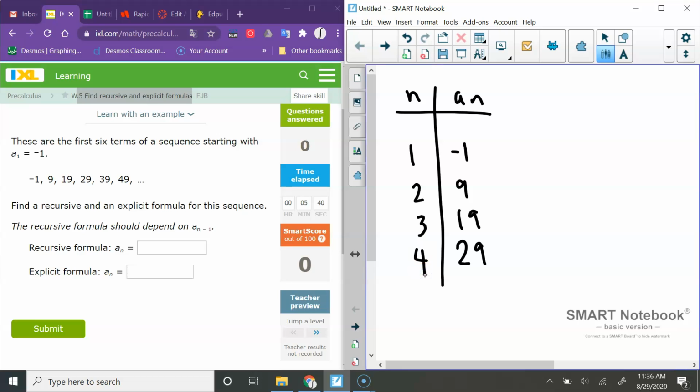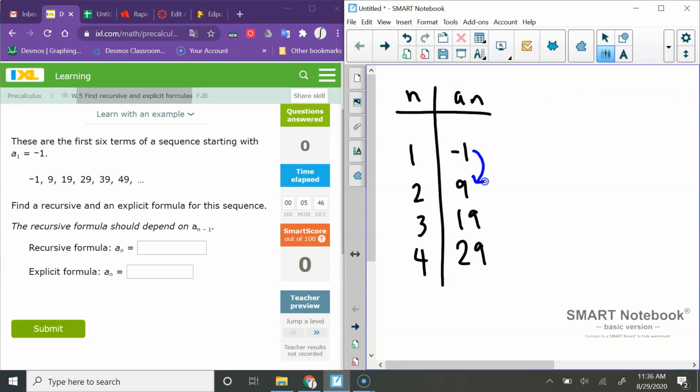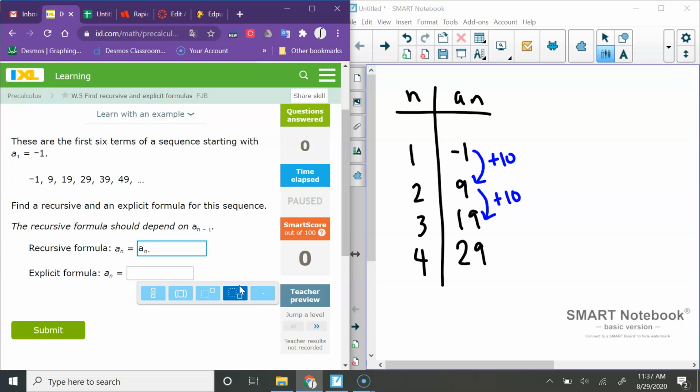So to write my recursive formula, I'm looking at what happens when I go from one number to the next here. So from -1 to 9, I added 10, and then from 9 to 19, I added 10 again, and so on. So my recursive formula is going to be a sub n equals a sub n minus 1 plus 10. So that's my recursive formula.